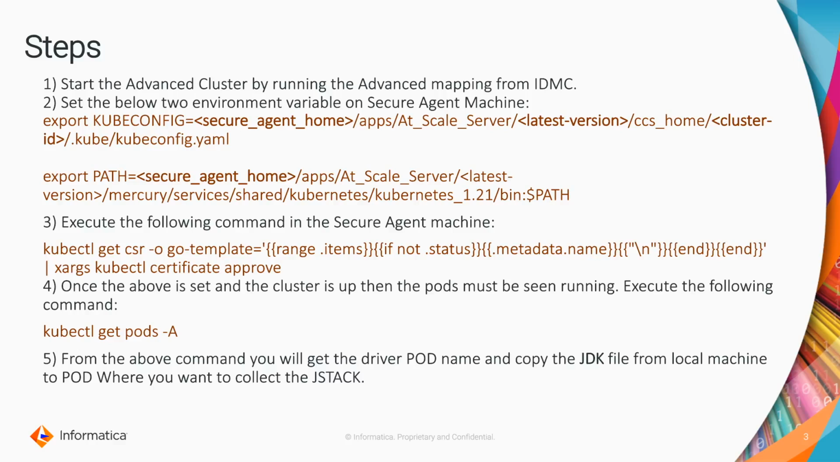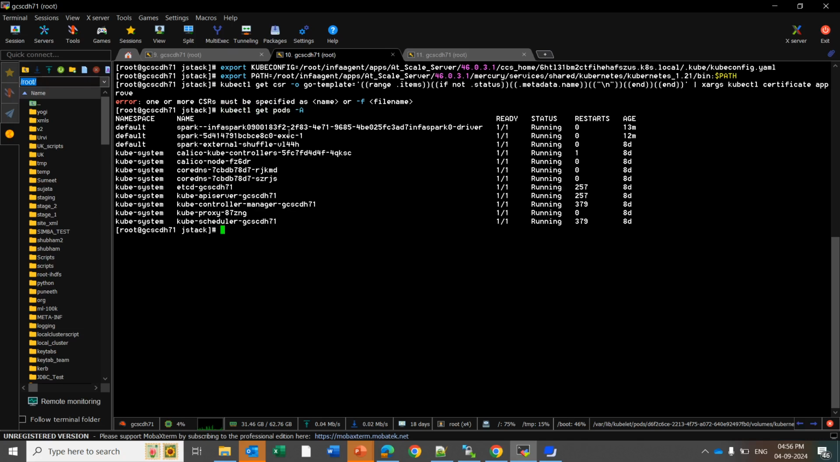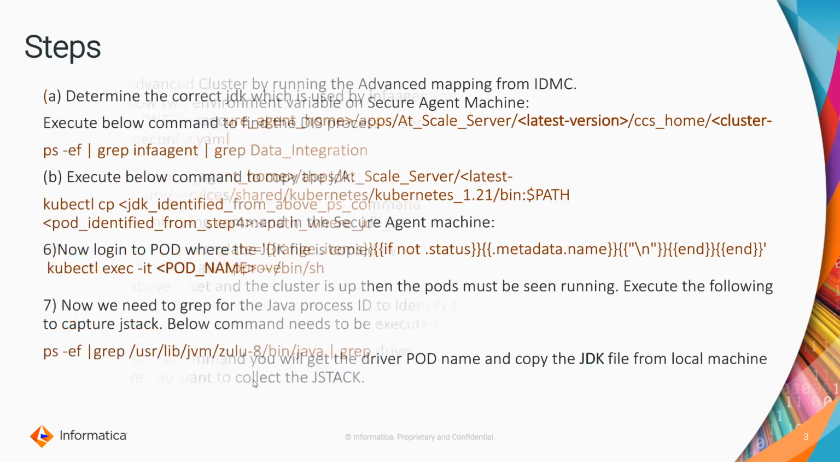The next step will be getting the list of the pods which are in the running state, which you can get by executing this kubectl get pods -a command. Once you execute this command, you will see the list of the pods which are in the running state. Now once you get the pod details, you need to copy the JDK from your local machine to the pod where you want to collect the JSTACK.